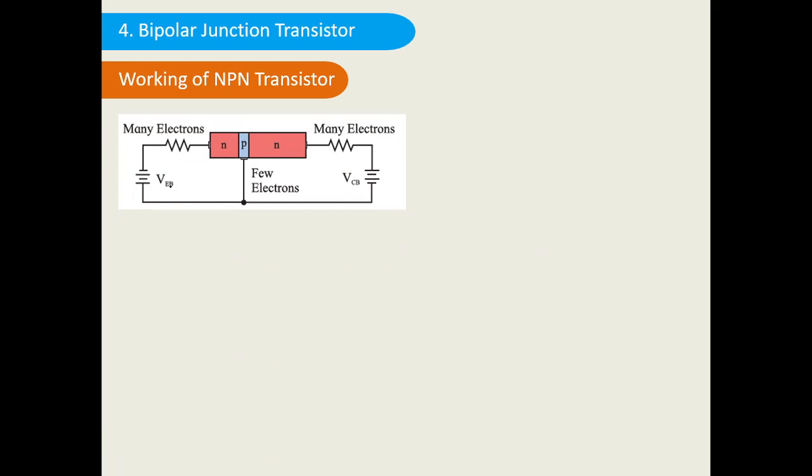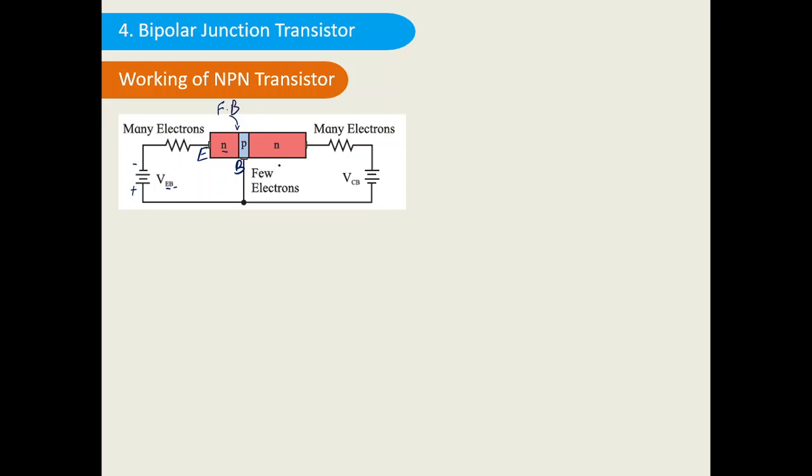The first one is the voltage across the emitter and base. This is the emitter, and this is the base. The emitter is negative and connected to the negative terminal of the battery, and the positive is connected to the positive terminal of the battery. That means this junction is forward biased.